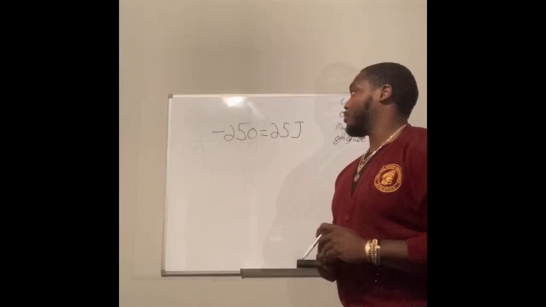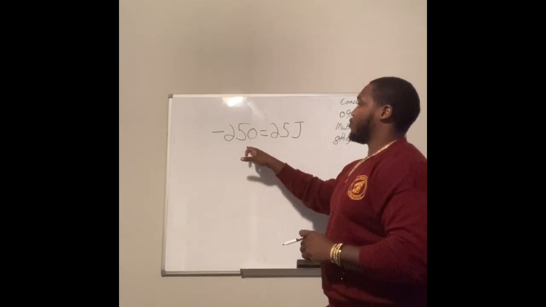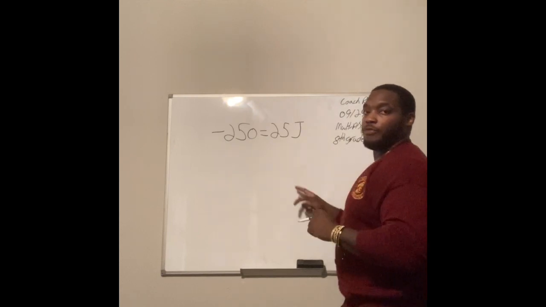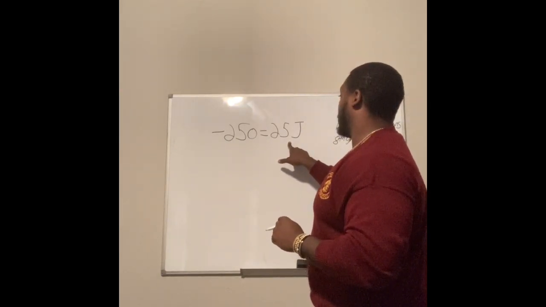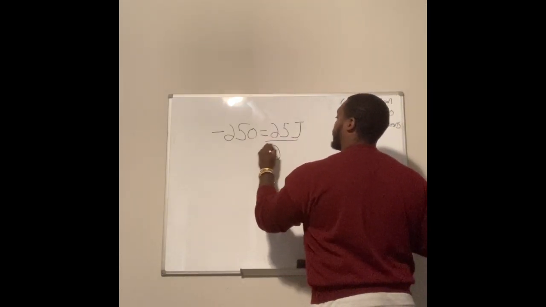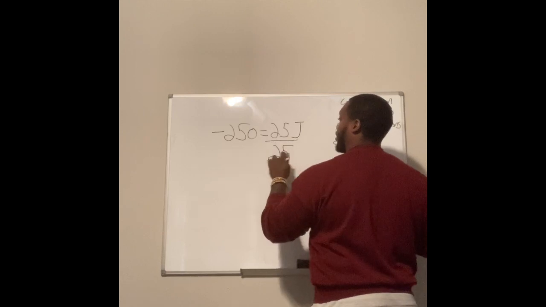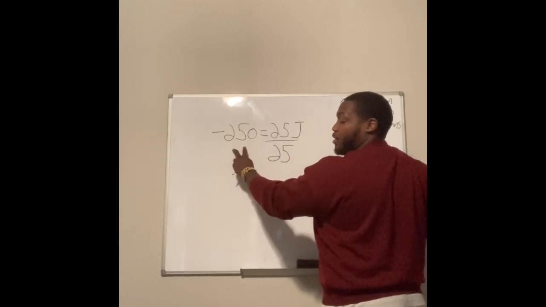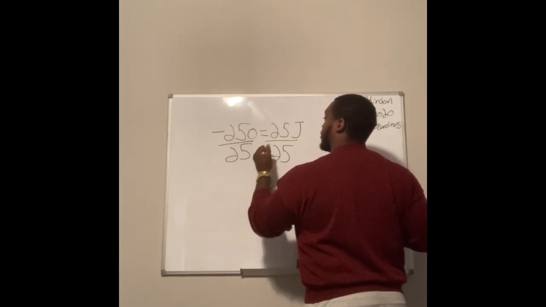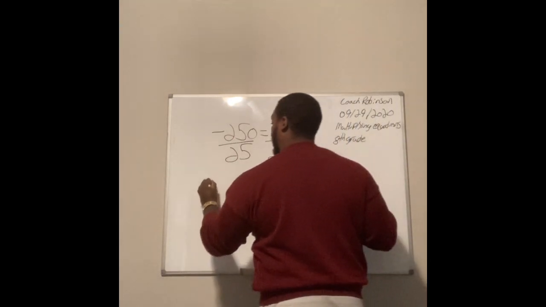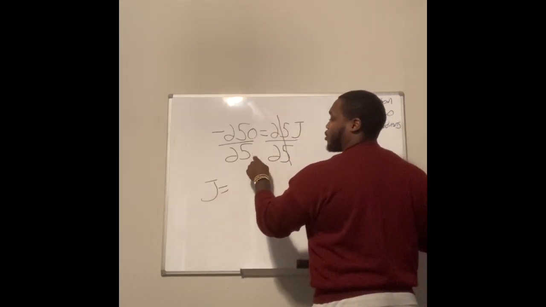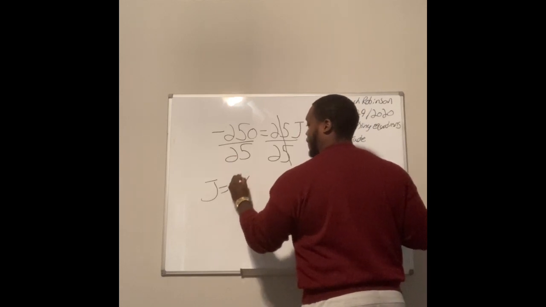Okay, another example. I have negative 250 equals 25j. In order for us to isolate this variable, we know we have to divide by the coefficient. So I'm going to divide this side by 25, and whatever you do on one side of the equal sign, you have to do to the other side as well. Divide this by 25, all right? These two will cancel out. j will equal negative 250 divided by 25, which is negative 10.